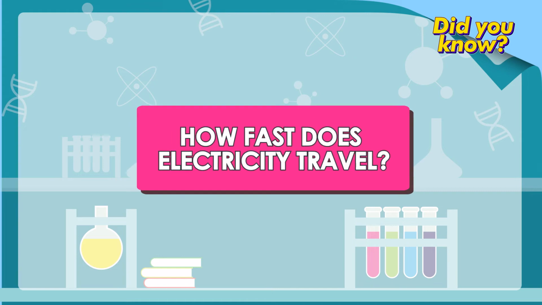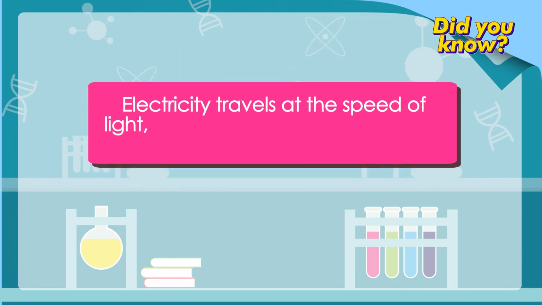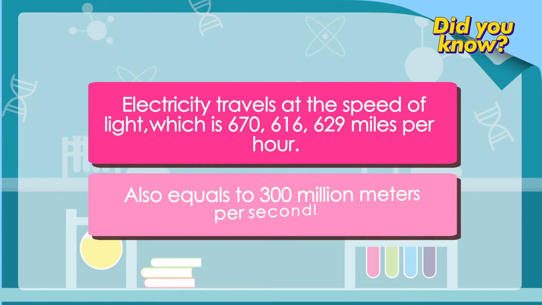Ever wondered how fast electricity travels? The answer is the speed of light. It has been proven that electricity travels at the same speed as light, which totals an astonishing 670,616,629 miles per hour. To break this down further, 670,616,629 miles per hour equals 300 million meters per second.